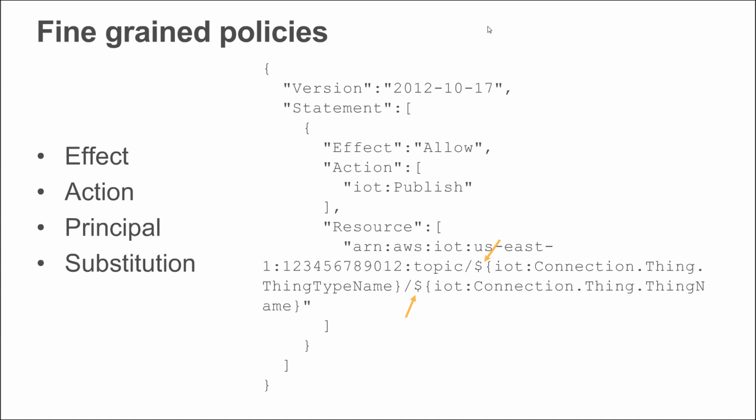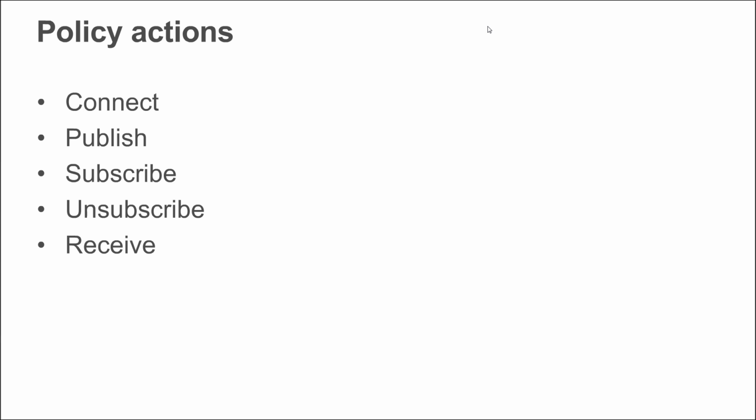Just going back here, in this case, we could actually put in under the action iot:*, and that would allow this policy to give all actions to the certificate on the device that it was associated with. And this is the total list of policy actions. These correspond tightly to the various actions in the MQTT protocol.